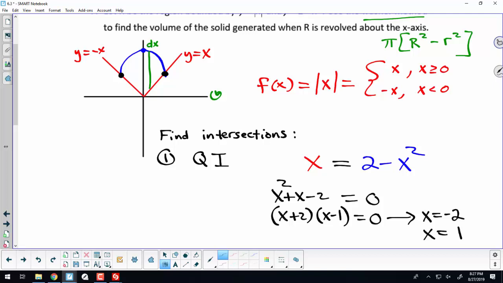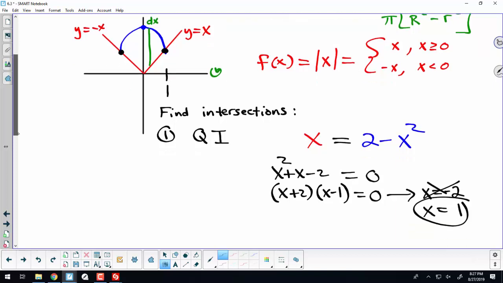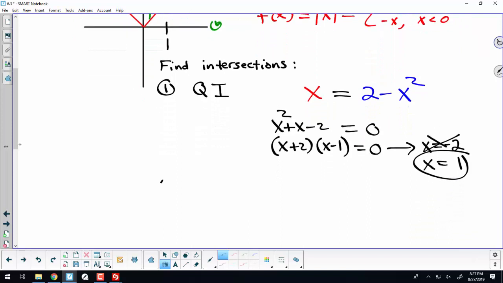Which one is true for us? It's just 1, right? Because we're in quadrant 1. This one doesn't make any sense. So that's an x value of 1. And now maybe the symmetry can help us out with the other one. But let's just go ahead and work through that other one as well, because we're approaching this through the lens of not using symmetry.